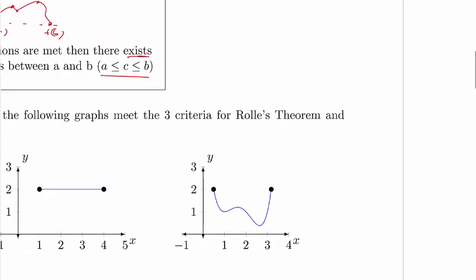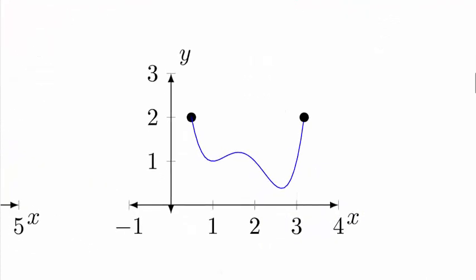So let's take a look at this one right here. Let's look at our three conditions. The function is continuous. There are no jumps. I can trace it with my pen. It is smooth. There are no corner points. There's nothing that looks like this. Everything is a nice kind of smooth transition. I could rub my finger along the edge of the graph and not come across any corner points. The last condition, f of a equals f of b. So that last condition is met.